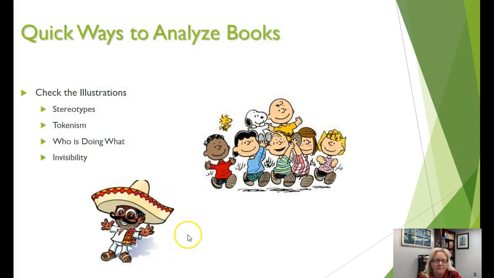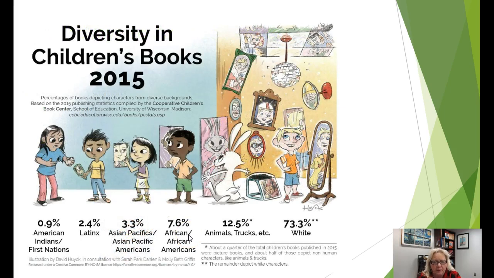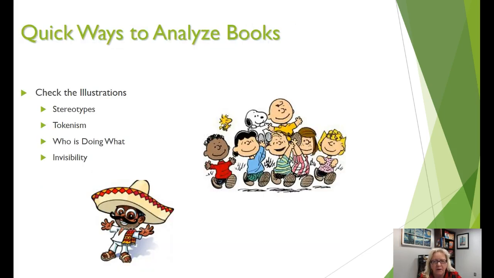So in addition to the sheer quantity of books, which is what the Cooperative Children's Book Center looks at, we also want to think about the quality of those books. One of the ways to do this is by taking apart and looking at certain characteristics of the books that have been published. If there are illustrations, check the illustrations. Look for stereotypes, tokenism, who's doing what, and invisibility.